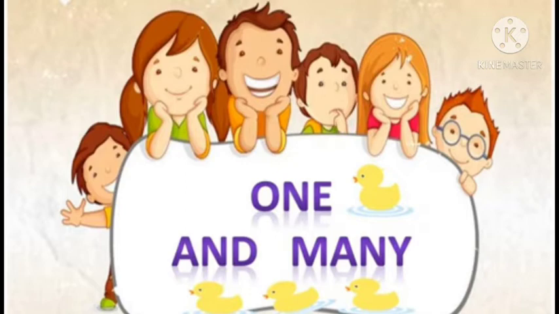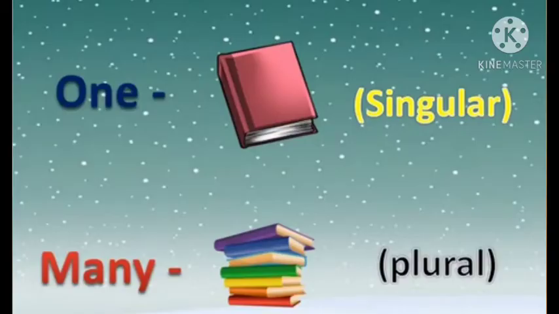So what do you mean by one? You know it very clearly. That means one thing. One means one thing. It can be one thing, it can be one person, one object, anything. That is called one in quantity of one. And another name of it is singular. What is it? Singular.